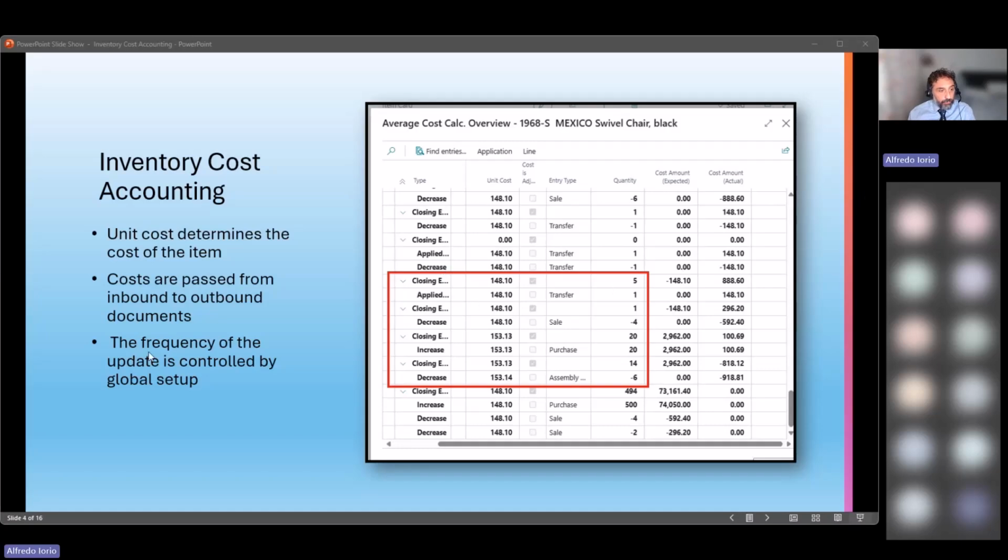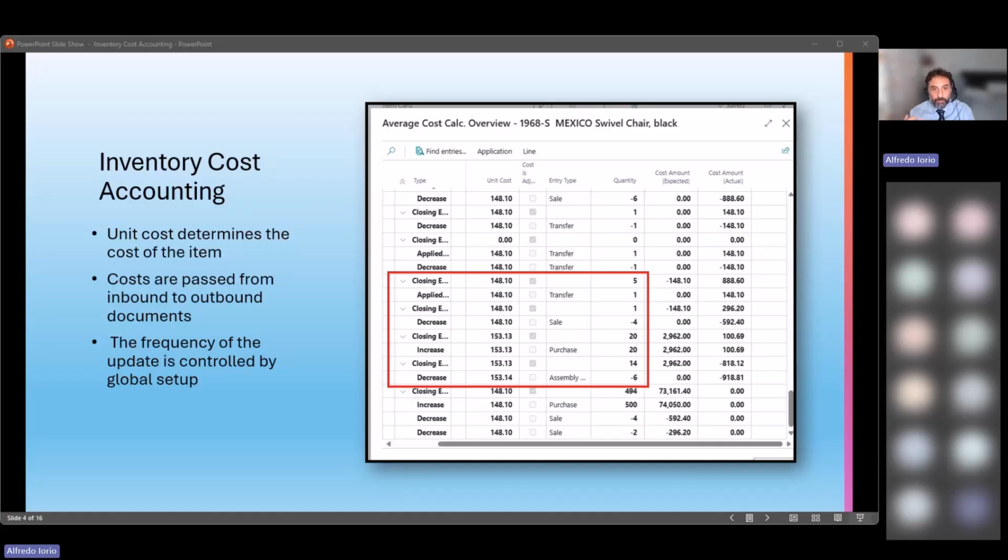You can see here, the frequency of the update is controlled by the global setup. So the global setup, which again I will show you in a moment, controls when and how often the update of the cost from inbound to outbound happens, because it doesn't always happen in real time. It is ideal that this update happens in real time all the time. But again, sometimes there are downsides of doing that.